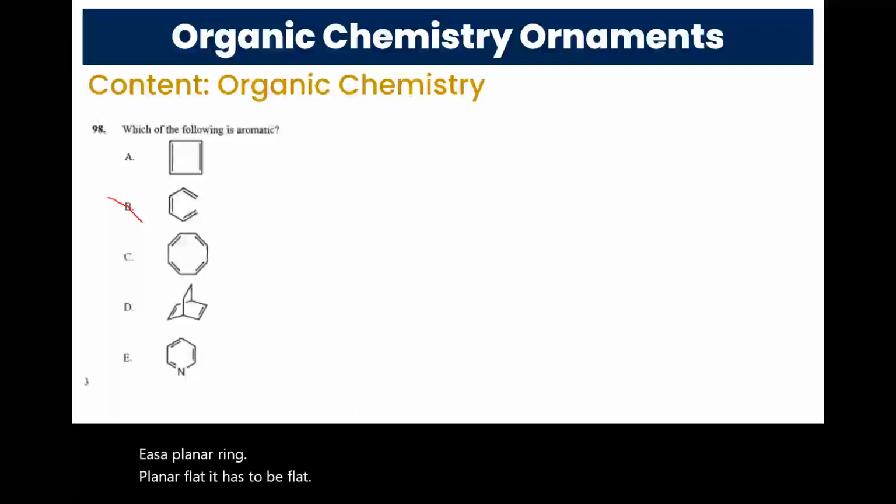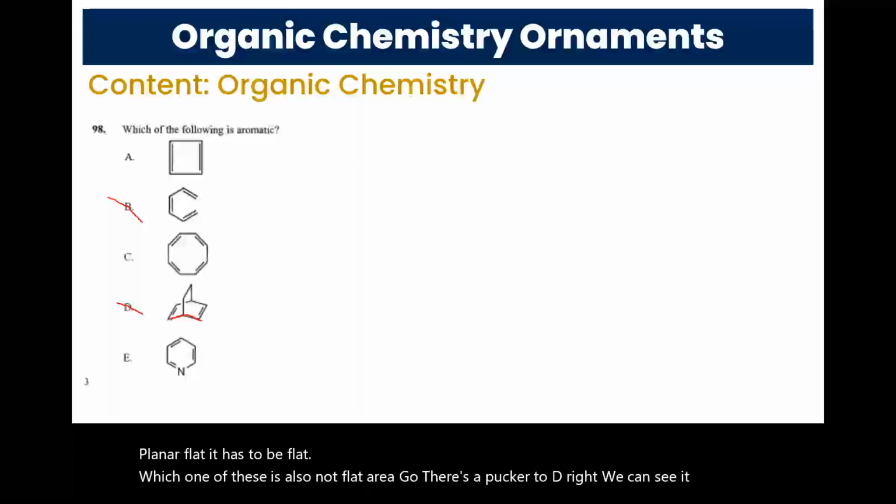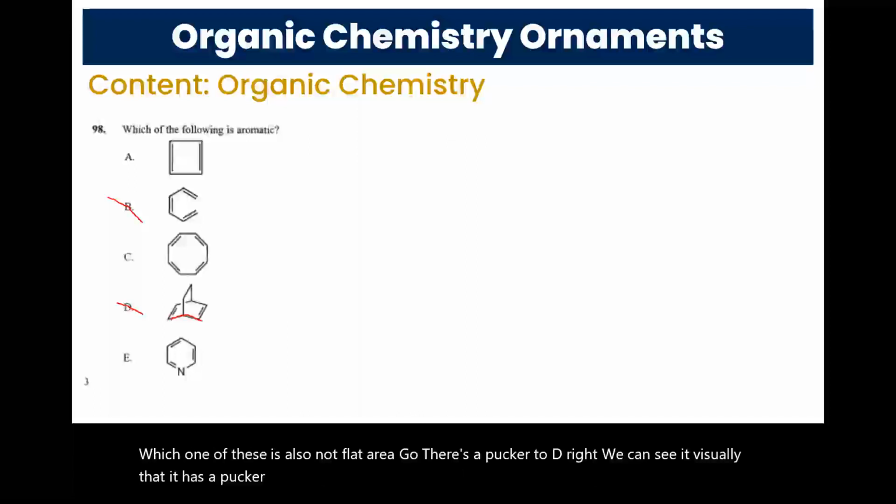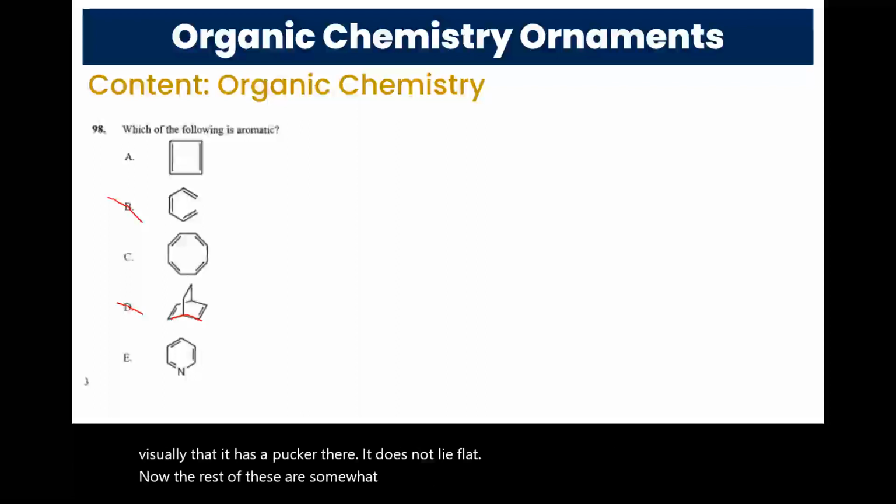Which one of these is also not flat? There you go. There's a pucker to D, right? We can see visually that it has a pucker there. It does not lie flat. Now, the rest of these are somewhat traps. C looks pretty good. Not planar.